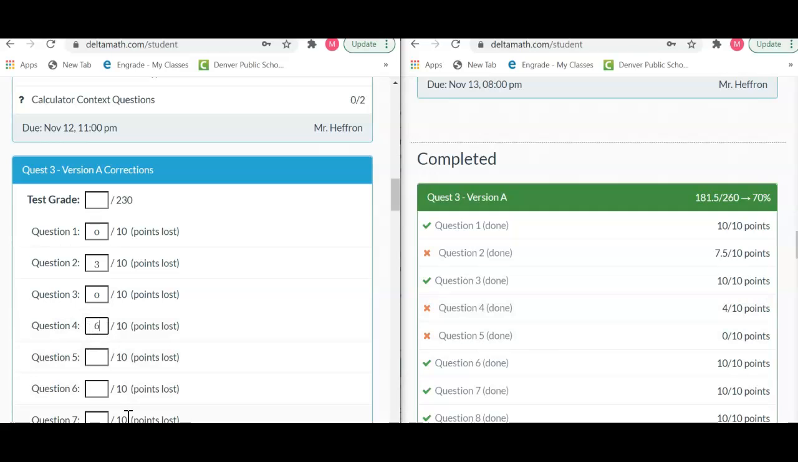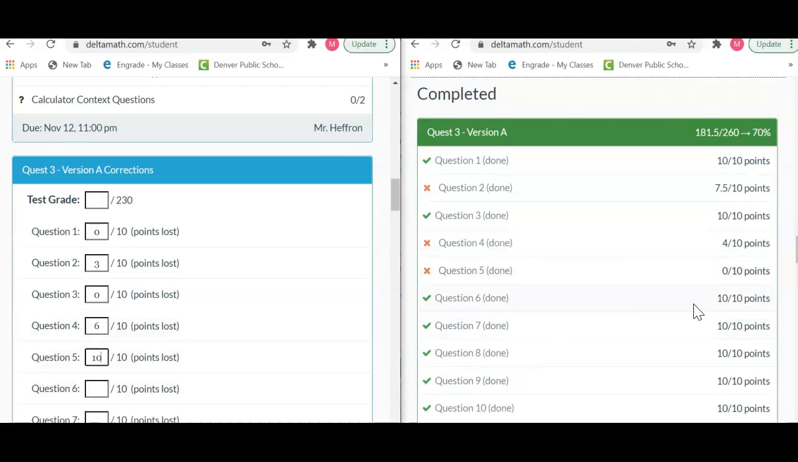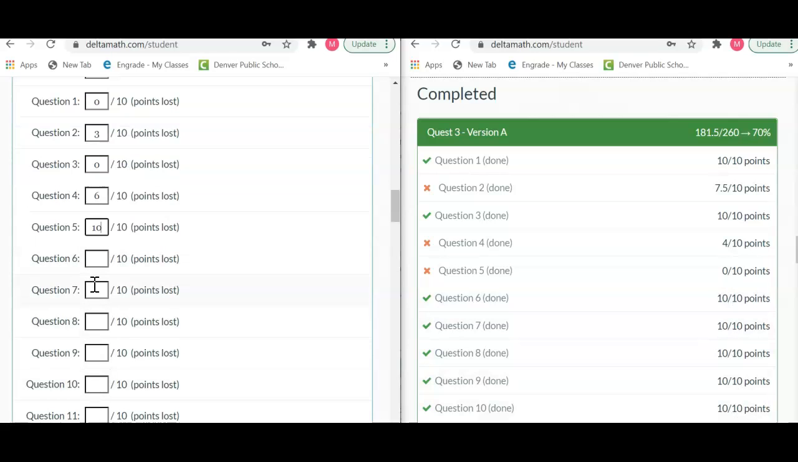You'll keep doing that for question 5. I got it wrong, so that means I lost 10 points. If there's a 0 here, a 10 here. The next few I got right, 10, 10, 10, 10, 10. So that would be 0 lost, 0 lost, 0 lost, 0 lost, etc. You're going to do this all the way through.